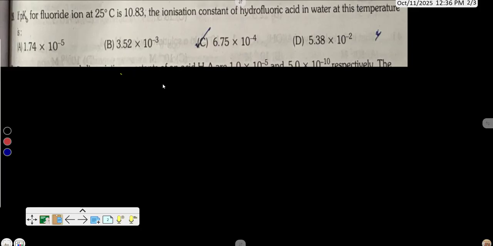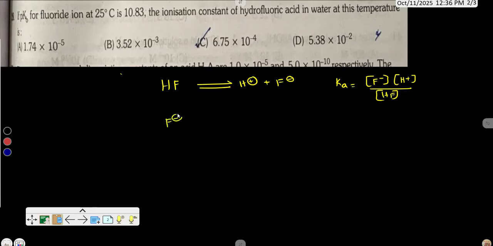For a conjugate acid base pair, HF, whenever we put it into water, will dissociate into H plus and F minus. Then the Ka of this reaction, as this is an acid which is getting dissociated, is F minus concentration into H plus concentration upon HF concentration. That is the Ka. Then we'll find out what happens with F minus in water.